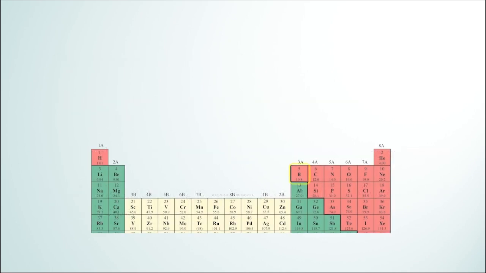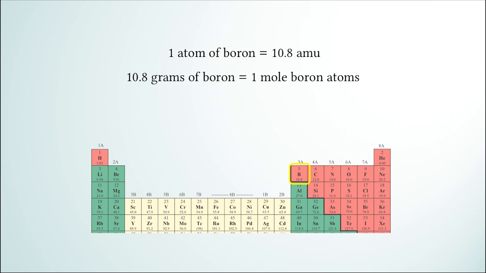If we look at boron on the periodic table, we can see that a single atom of boron has a mass of 10.8 AMUs. So that means that it takes 10.8 grams of that element to have a mole of boron atoms. You see, once we have the mass of a single atom or a single molecule, we know a conversion relationship that can relate the grams to moles of that specific atom or molecule. The conversion relationship will be different for each atom or each molecule, though.